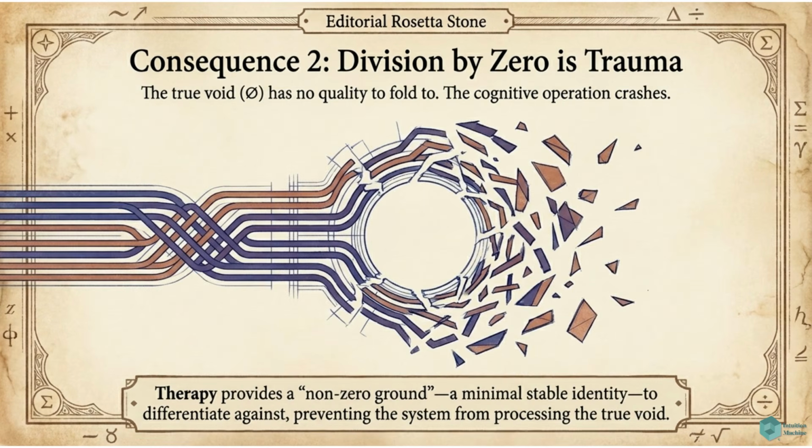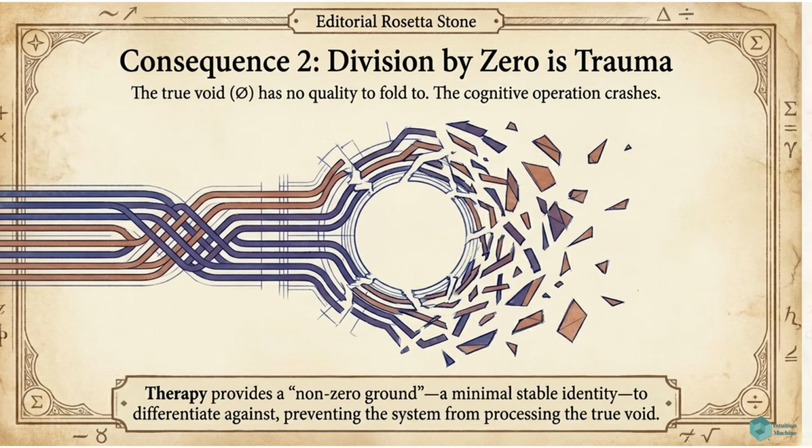Consequence 2. Division by zero is trauma. The true void has no quality to fold to, causing the cognitive operation to crash. Therapy provides a non-zero ground, or minimal stable identity, to prevent processing the true void.